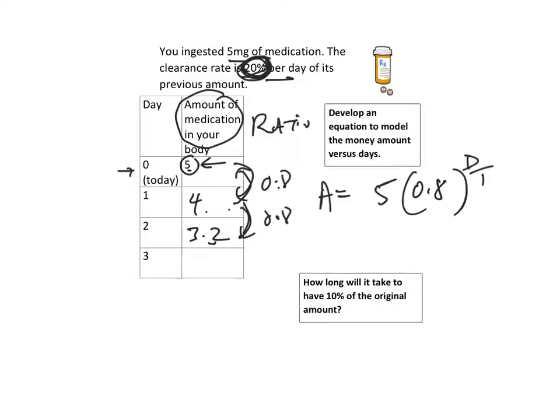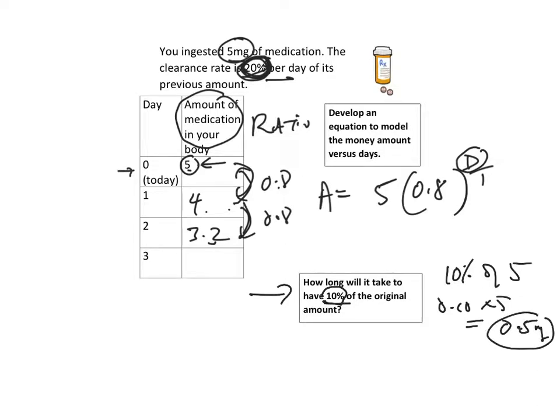So after finding the equation, we can actually answer some questions. Over here, let's figure out how long it will take, meaning you're solving for d, for it to have 10% of the original amount. So 10% of 5 is 0.10 times 5, which is 0.5 milligrams. So this is the amount that you want to have remaining, in other words, this is the A. So 0.5 equals 5 times 0.8 to the power of d.